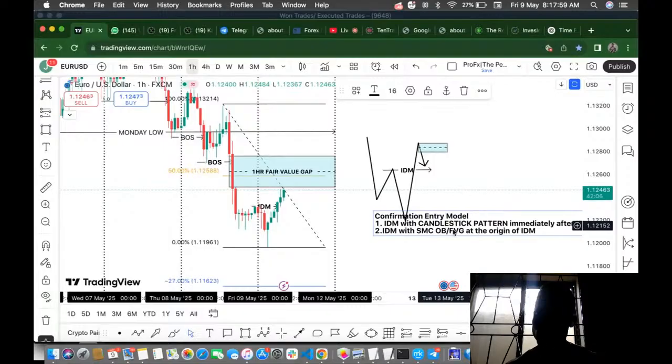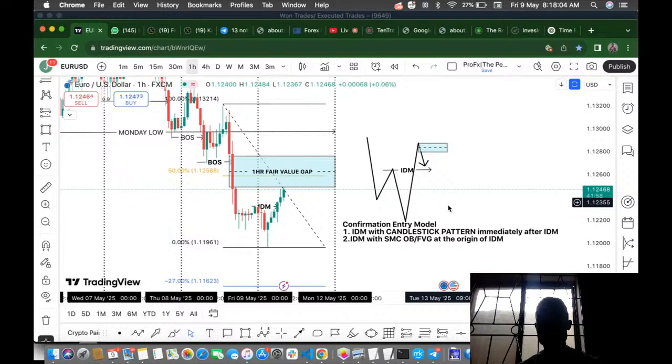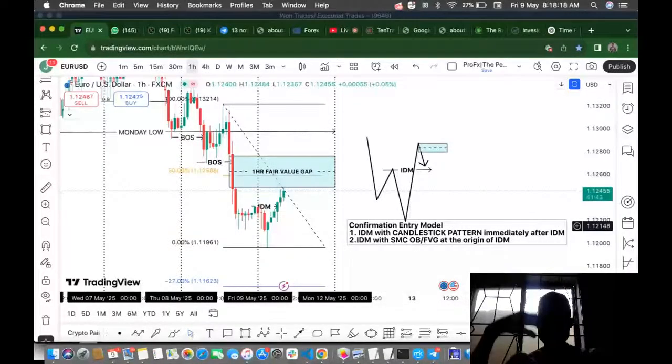And as we know, under confirmation in DLC, our confirmation is what? Two things: change of character and candlestick. So we are representing candlestick as the number one here. Do you get that now?